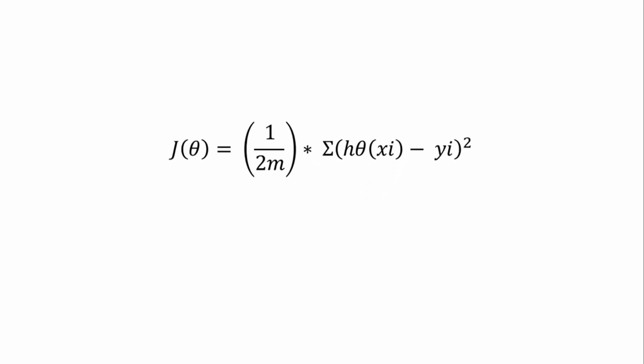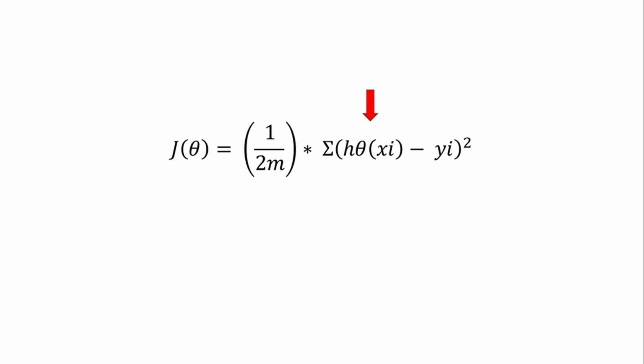The equation for the cost function using the mean squared error for linear regression is as follows. J theta is the cost function, theta is the parameter of the linear regression model, m represents the number of data points or examples in the dataset. Sigma denotes summation, indicating that the expression inside the sum should be summed up for each data point. H theta of xi, or hypothesis theta of xi, is the predicted value for the input example xi obtained by the linear regression model.